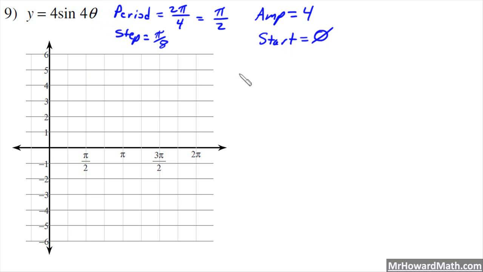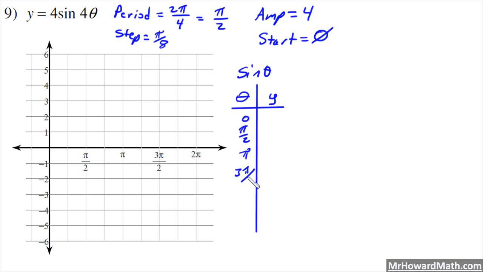So now we can make our table. The original is sine theta, and theta, and our y values. So 0, pi over 2, pi, 3 pi over 2, and 2 pi. And then it's the y value on the unit circle, so 0, 1, 0, negative 1, 0. Now the changes, so this would be 4 sine of 4 theta.